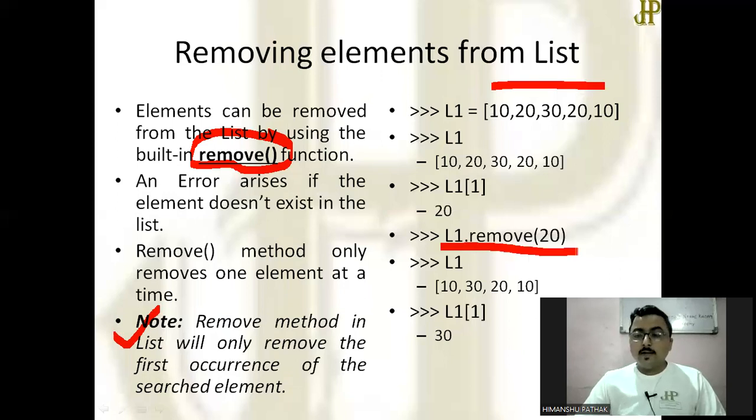It will delete the 20 at the first position of the list, because it will find that first. So here you will see that now at the first position 30 is present, and that 20 is no more.